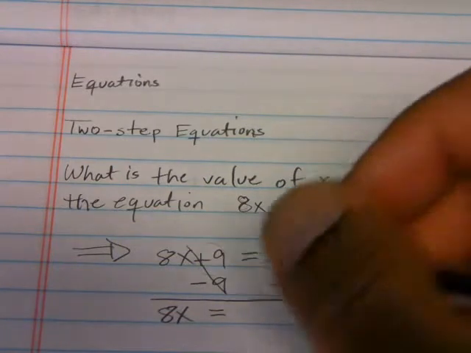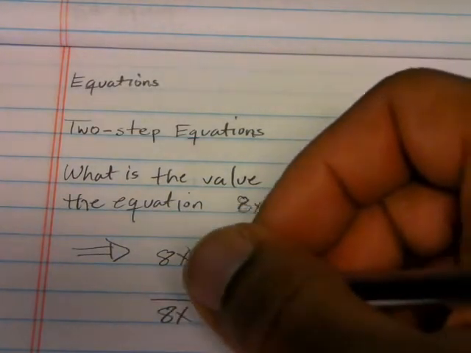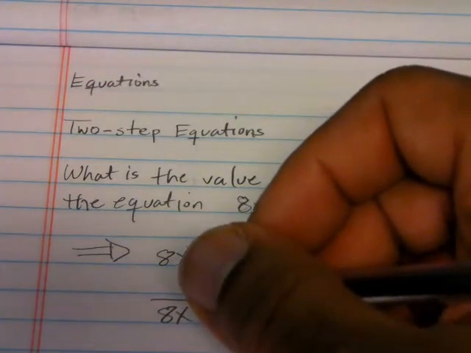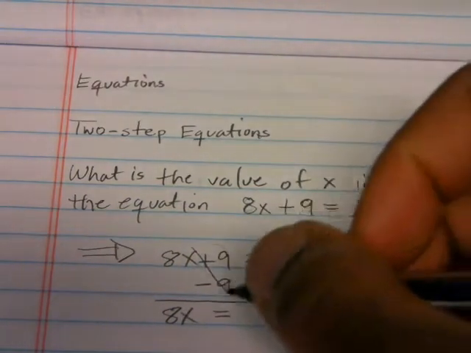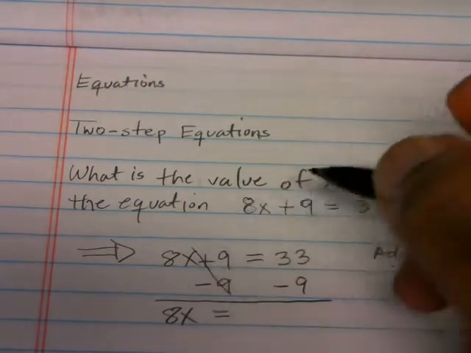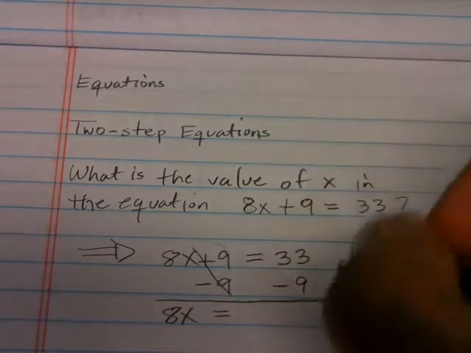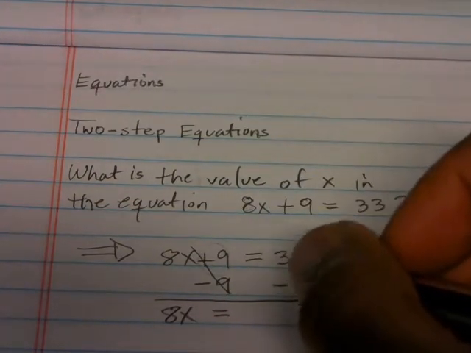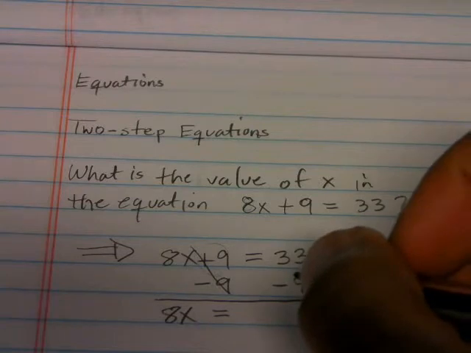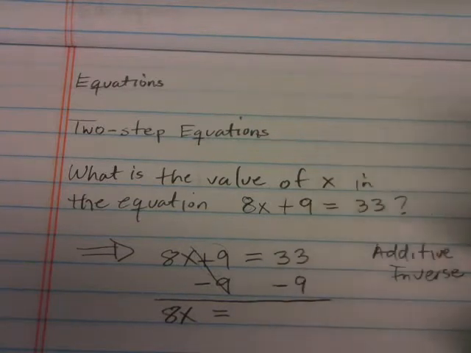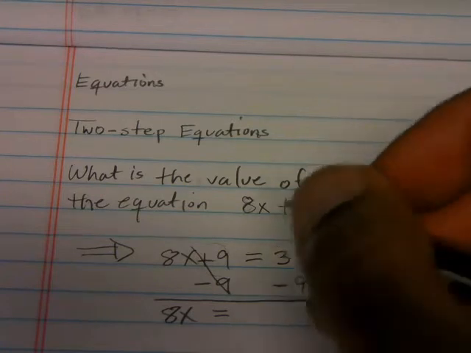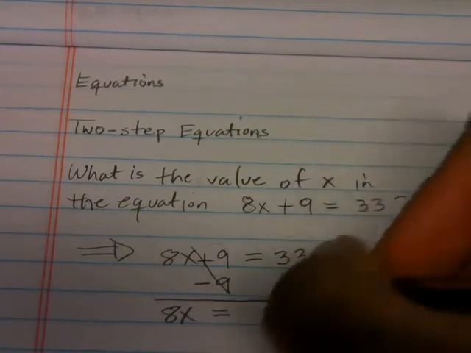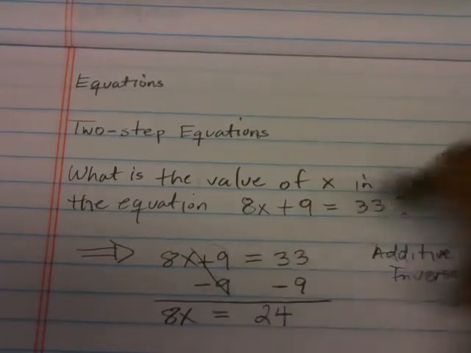So when you're solving equations, you want to do those two procedures, or try those two techniques, to get the x by itself completely. And then 33 minus 9, negative 9 from 33 will give you 24.